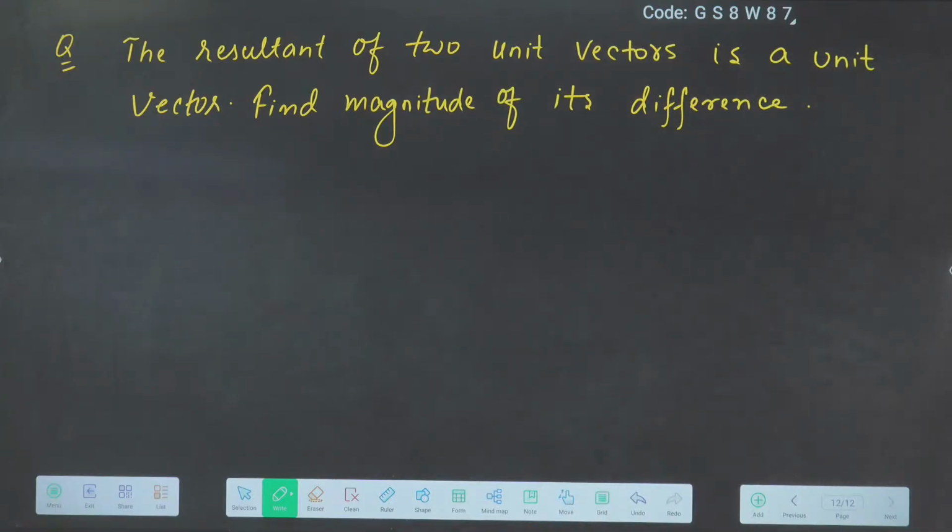The resultant of two unit vectors is a unit vector. Find the magnitude of its difference.